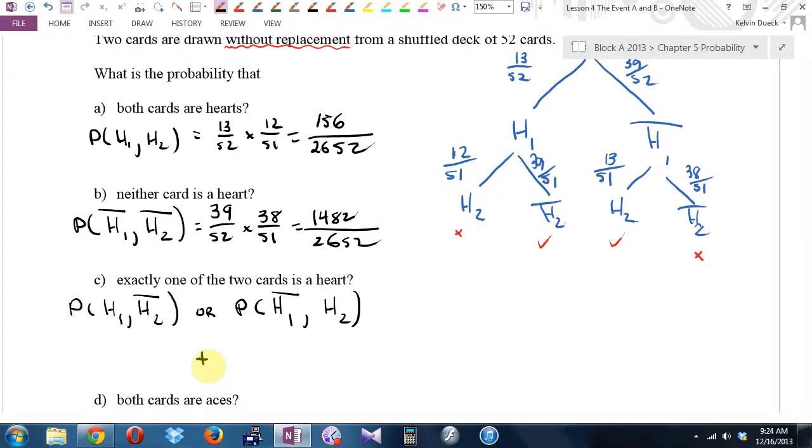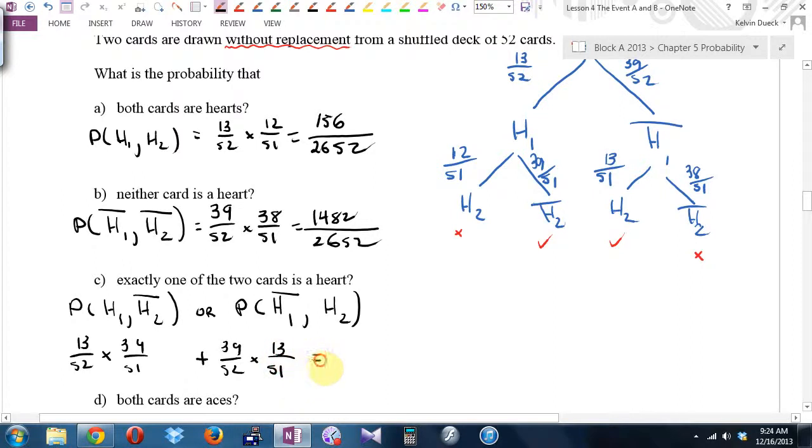Oh, you know what? It's going to be that times that, or that times that. It's going to be 13 out of 52 and 39 out of 51, or 39 out of 52 and 13 out of 51. It's going to be out of 2652 because both of them end up with 20. Well, you know what? I went too fast. I lost a few of you. Let me slow down.